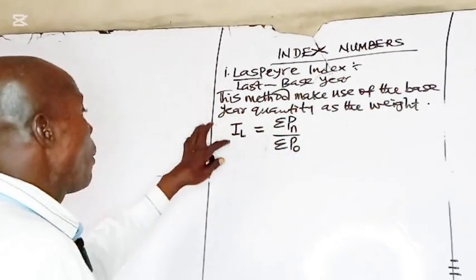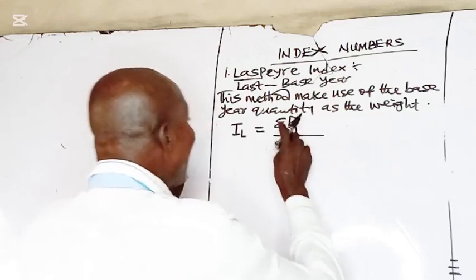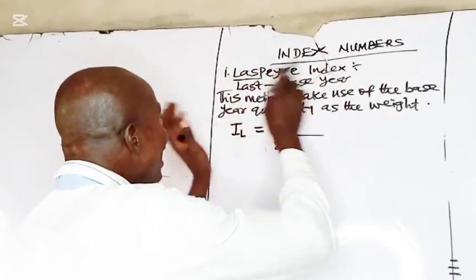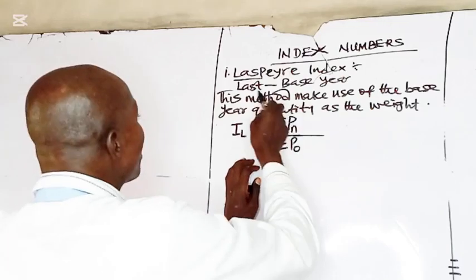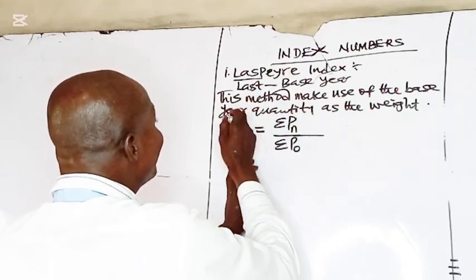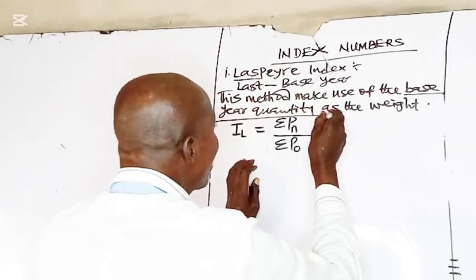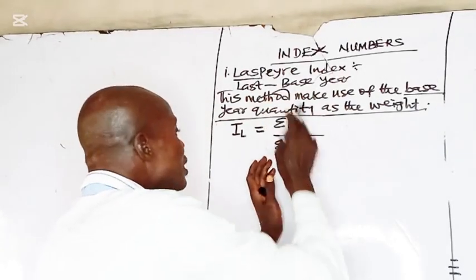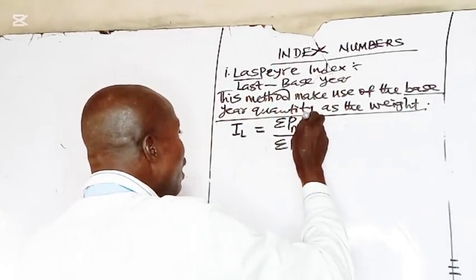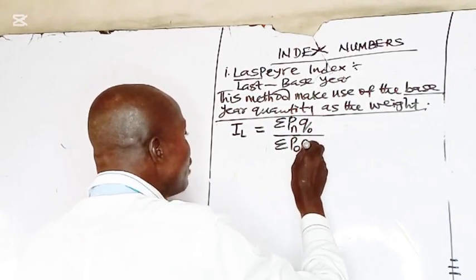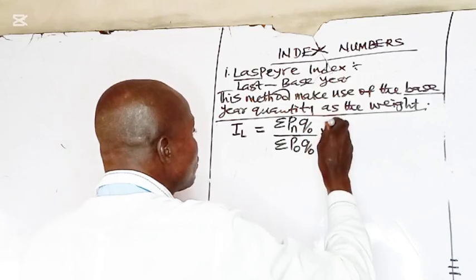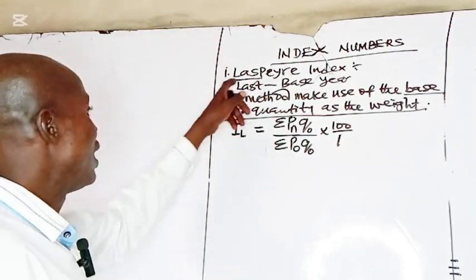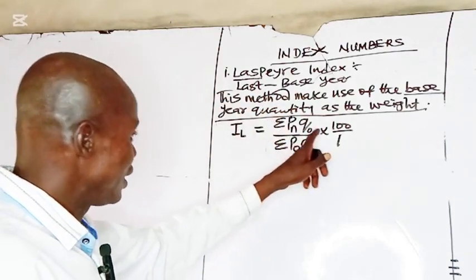Now, if you want to convert it to the Laspeyres weighted aggregative price index, I've told you that this method makes use of the base year quantity as the weight. So the weight to attach must be the quantity of the base year, times 100 over 1. This is the formula for calculating the Laspeyres price index.